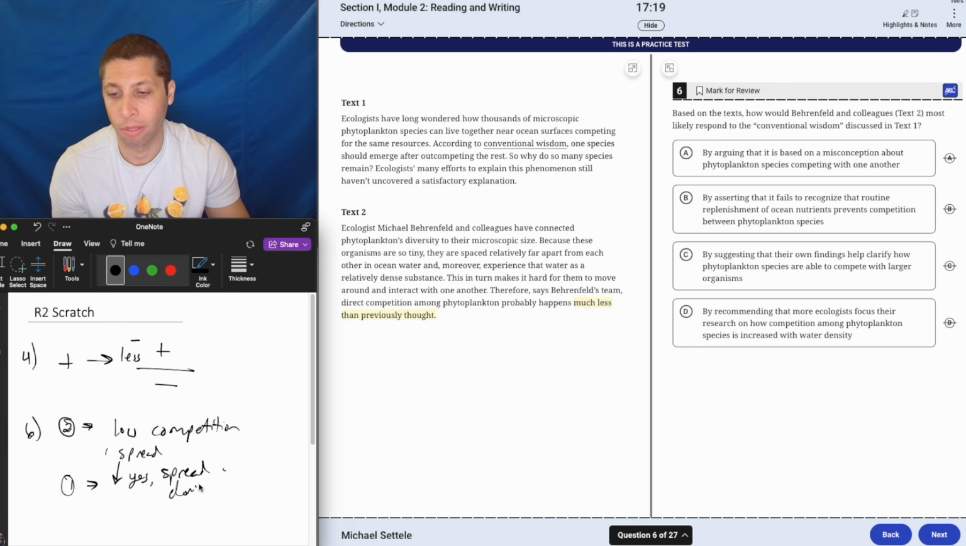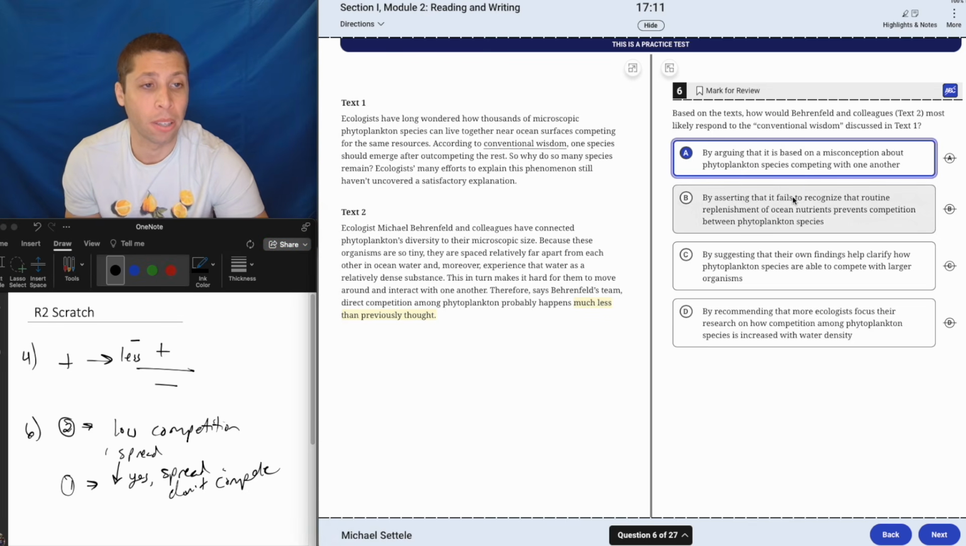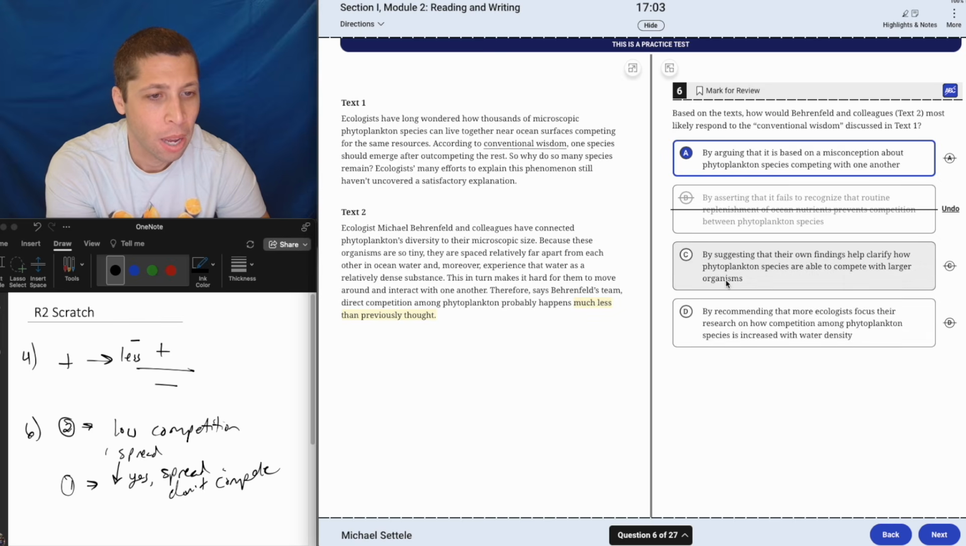I already wrote this. I don't know why I'm wasting my time. By arguing that it is based on a misconception about phytoplankton species competing with one another? Yeah, because they don't compete. A misconception is something you don't agree with or is not true. By asserting that it fails to recognize that routine replenishment of ocean nutrients prevents competition. No, they don't talk about nutrients. By suggesting that their own findings help clarify how phytoplankton species are able to compete with larger organisms. They're not competing with larger organisms. By recommending that more ecologists focus their research on how competition is increased. No, it's not. No, it's that. Yeah.